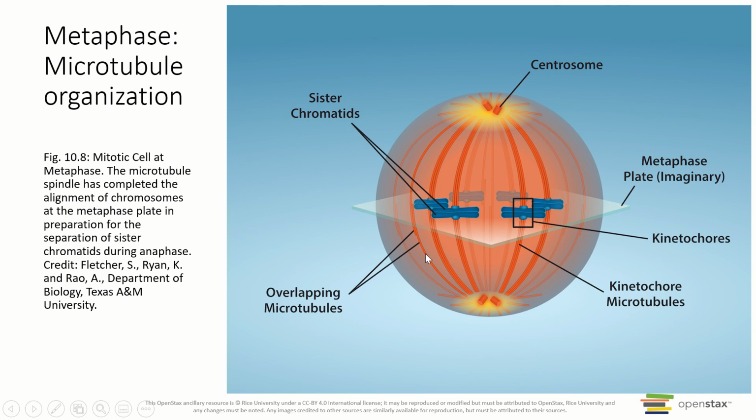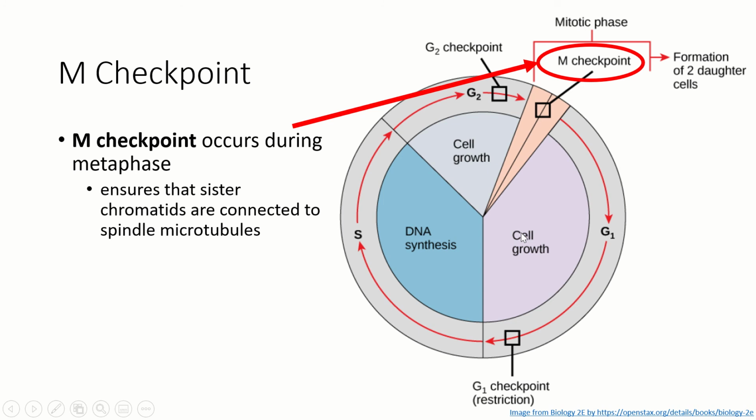We got metaphase. Next up, here's a close-up of what metaphase looks like. So you can see all the spindle fibers organized, attached to the sister chromatids that are lined up along this metaphase plate.